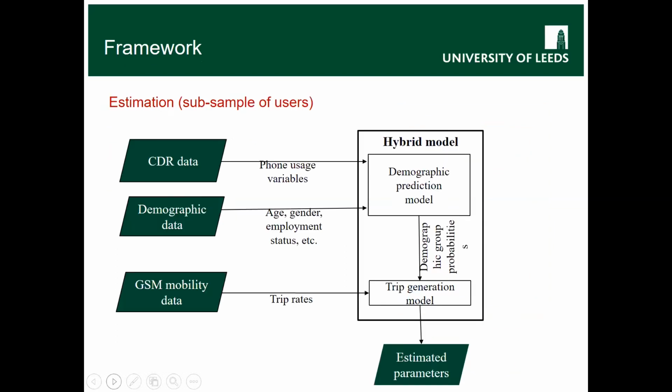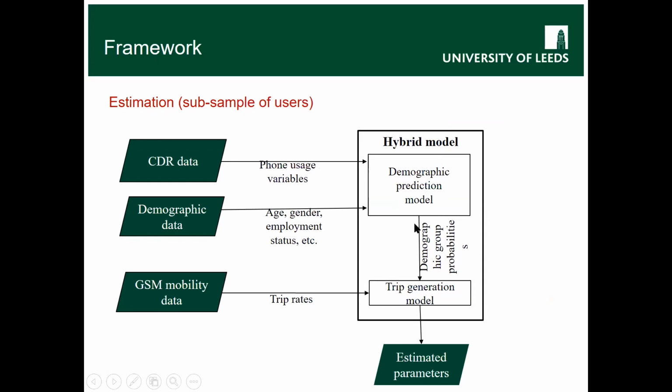These phone usage variables included the duration of the phone calls they were making, the timing of the phone calls, whether that was during office hours versus in the evening, how many unique callers they were calling, etc. So from the call detail record data, we had these phone usage variables and we estimated this demographic prediction model.